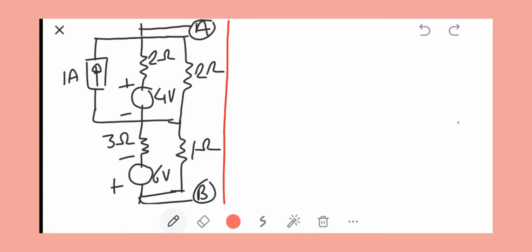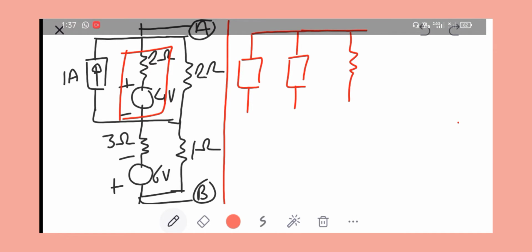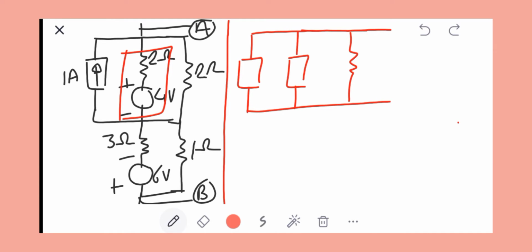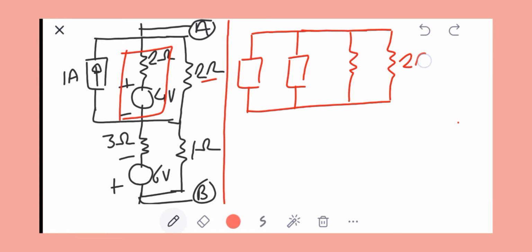For the given circuit, again I am solving. First we convert this voltage source into an equivalent current source. This is 1 ampere for the current source, and the equivalent resistance is the given resistance. This part is as it is, 2 ohm. For this it is 1 ampere as it is.